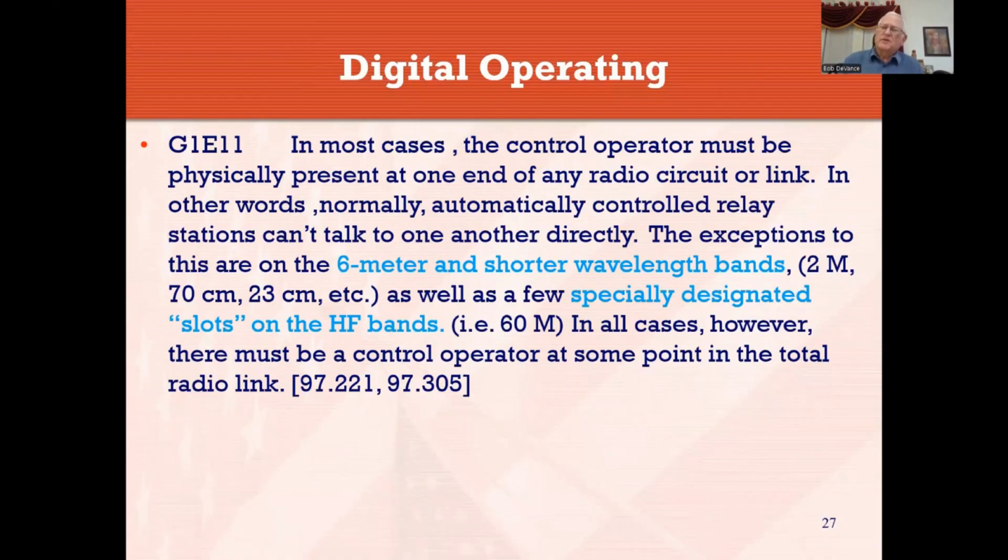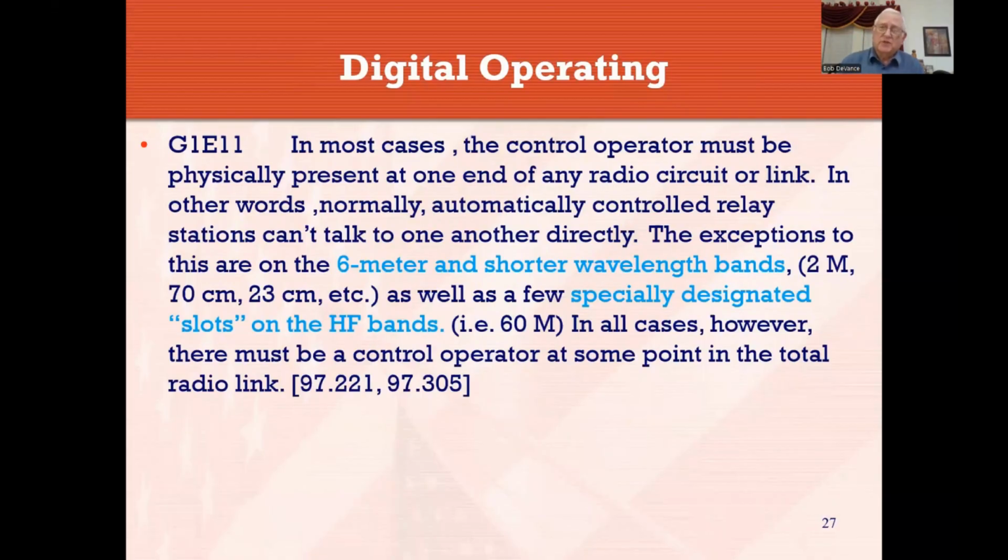We do somewhat the same thing with the digital, except it's not as critical because the text can do most all of this that we're talking about on some of those frequencies. At any rate, we still have to control what we do. It still has to remain under somebody's control. So, in other words, normally automatically controlled relay stations can't talk to one another directly. Exceptions to this are the 6 meter and some of the shorter wavelengths, that is, 2 meter, 70 centimeter, the really high frequencies, and a few specially designated slots on the HF band. Again, that's the 60 meter band. I said 6 meter earlier, excuse me, 60 meter here. In all cases, however, there must be a control operator at some point in the total radio link.